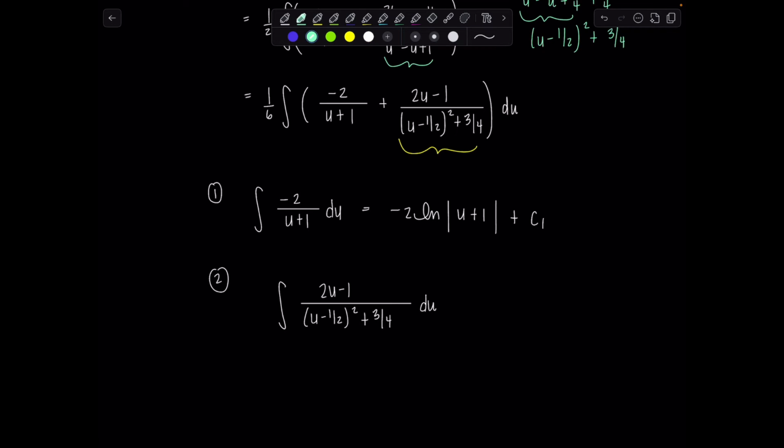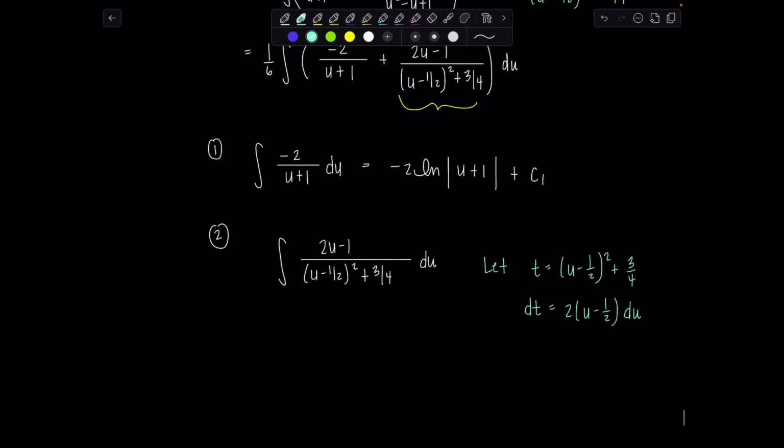So pick a variable we haven't used. Let's say, let's let t be the whole denominator, u minus 1/2 squared plus 3/4. Oh, watch this. dt is going to be, do the chain rule, 2 times u minus 1/2. Derivative of 3/4 is 0, du. Distribute the 2, oh my heavens, 2u minus 1.